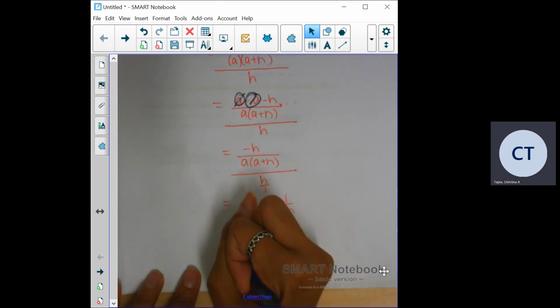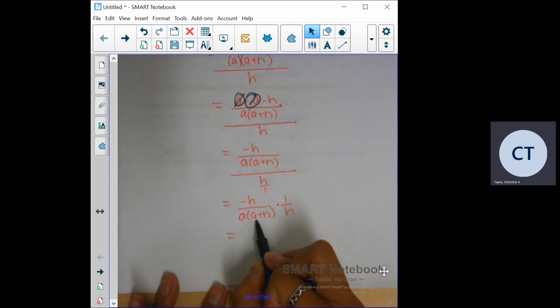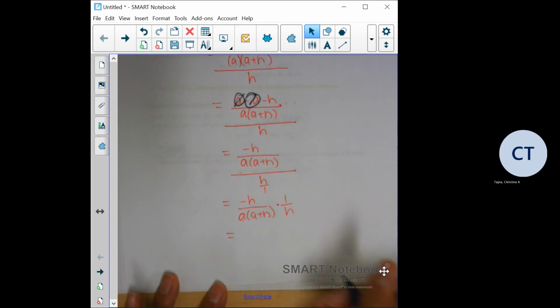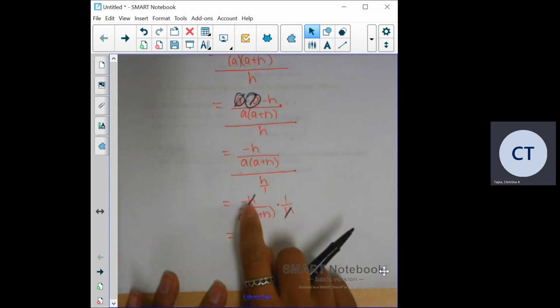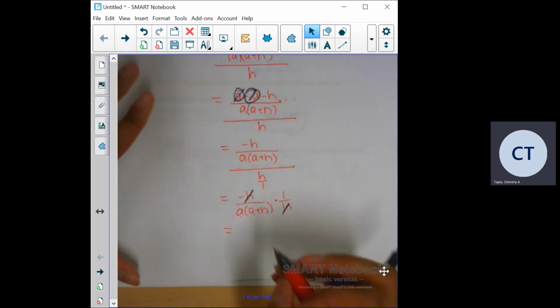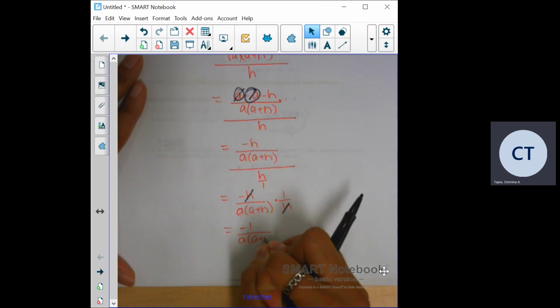Remember, Miss Tapia is lazy. I really don't want to have to multiply h times 1 and then a plus h times h. What can I do with both of the h's? So be careful. Be very careful. What's left in this numerator? Ooh, thank you for that negative. Negative 1 over a times a plus h.